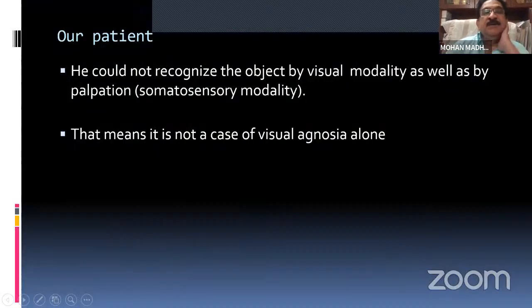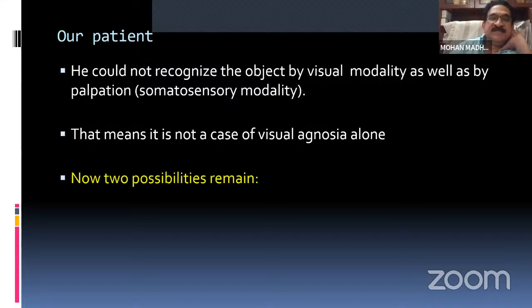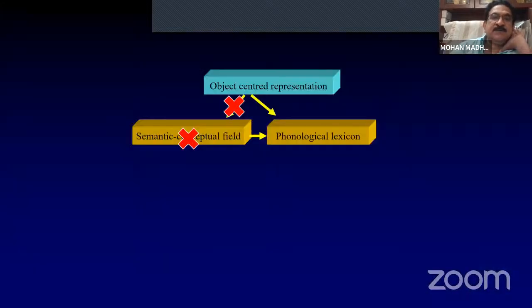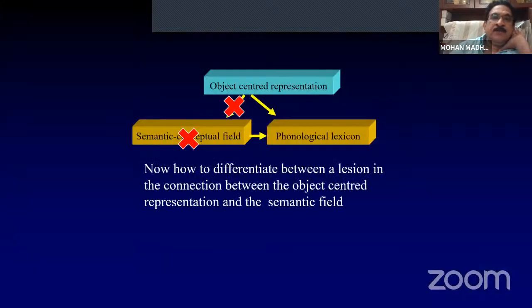So our patient could not recognize the object with visual modality as well as by palpation. This means it is not a case of visual agnosia. Now, two possibilities remain: semantic dementia, or loss of both visual and tactile input. Now, how do we differentiate? Both the lesion here and the lesion here behave the same.